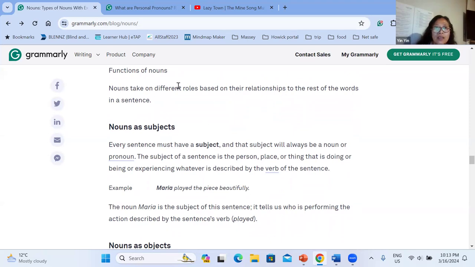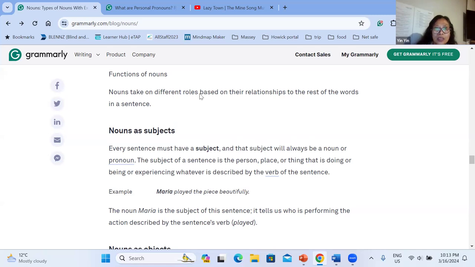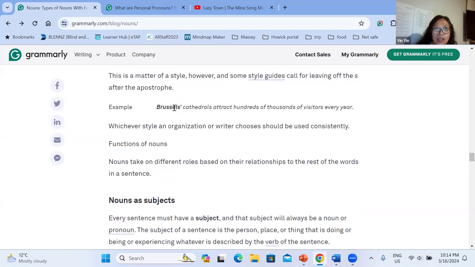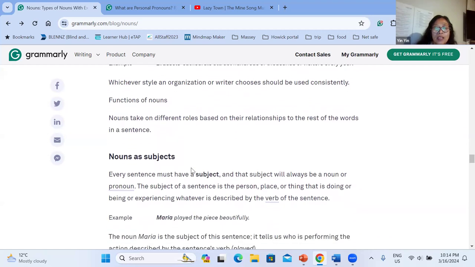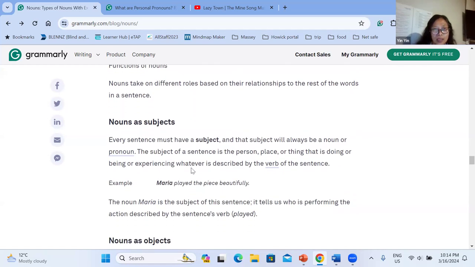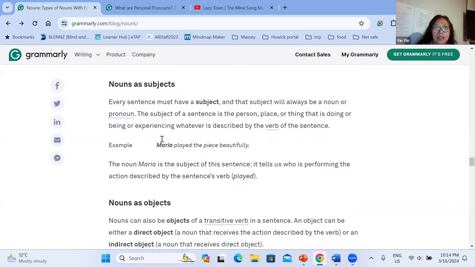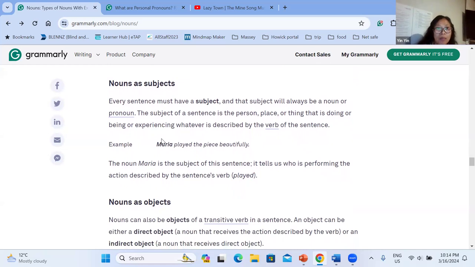Nouns take different roles based on their relationship to the rest of the words in a sentence. The sentence: subject or object or... So the noun as subject. Every sentence must have a subject, and that subject will always be a noun or pronoun.